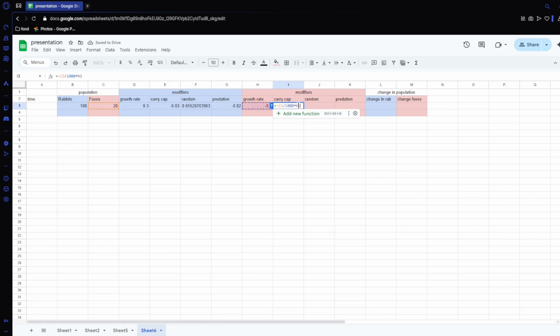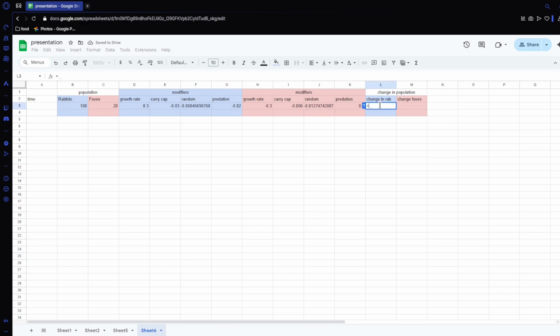That came out positive because I have a negative sign here. So let's make sure, just by checking the spreadsheet, that carrying capacity is negative. These are things to point out to our students. Again, let's add our random minus random divided by 10. And predation will have the same idea of predation, but with a positive sign. We're going to gain 0.001 times our rabbit population.